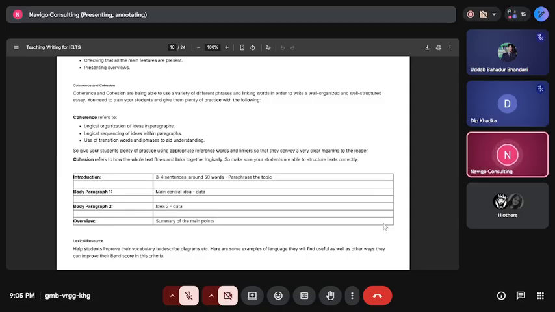So in the first part, in the introduction, you are going to write 3 to 4 sentences, which is around 50 words, paraphrasing the topic. And in body paragraph 1, you give one idea. And in body paragraph 2, you give a second idea. And then at last, in conclusion, you write the summary of the main points, right? You write a summary. So this is how you're going to.